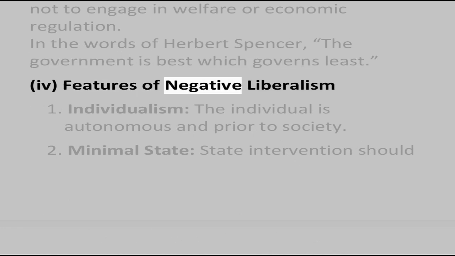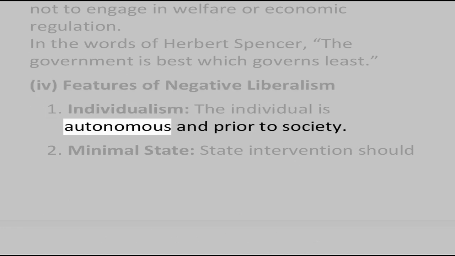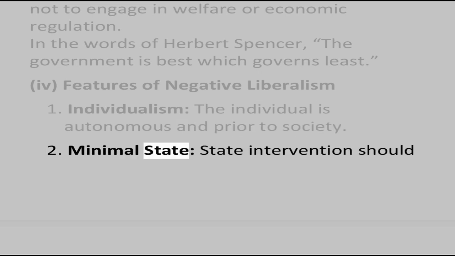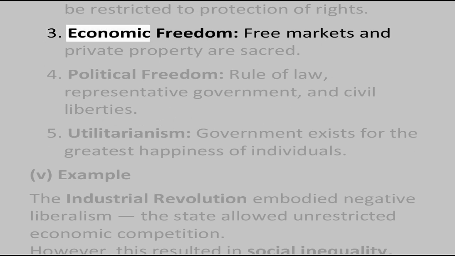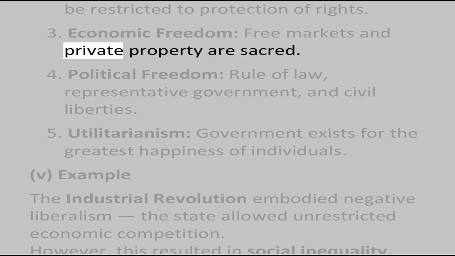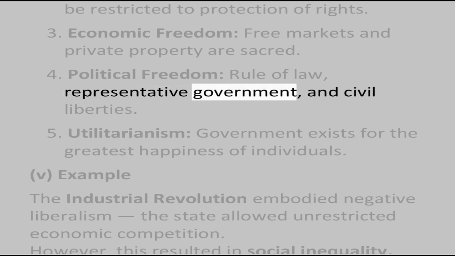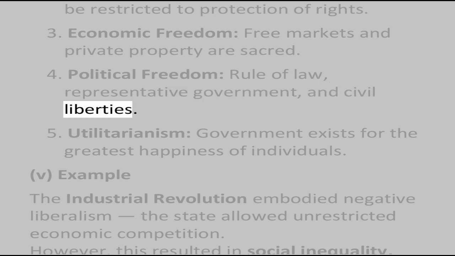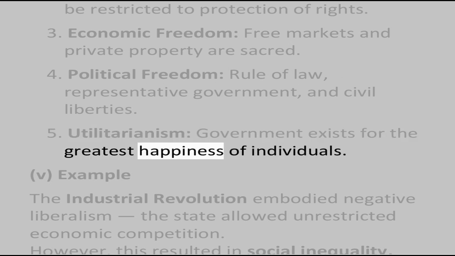4. Features of negative liberalism. 1. Individualism: the individual is autonomous and prior to society. 2. Minimal state: state intervention should be restricted to protection of rights. 3. Economic freedom: free markets and private property are sacred. 4. Political freedom: rule of law, representative government, and civil liberties. 5. Utilitarianism: government exists for the greatest happiness of individuals.